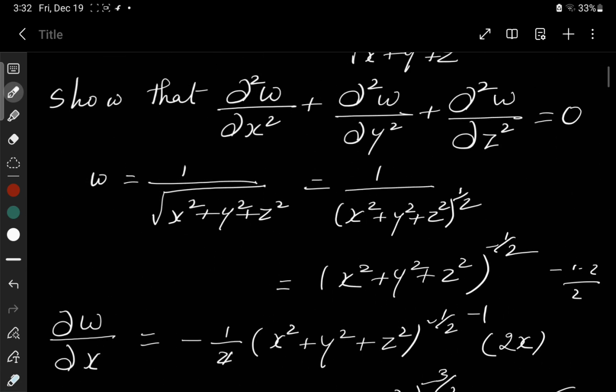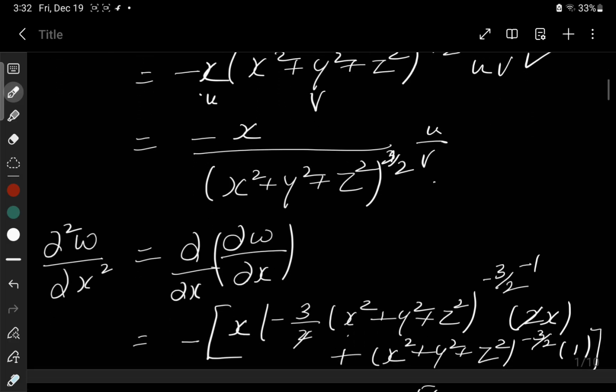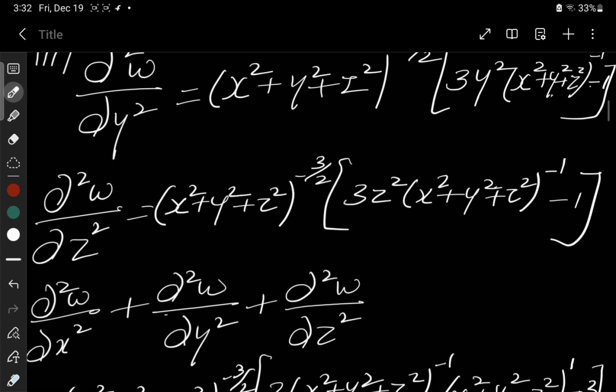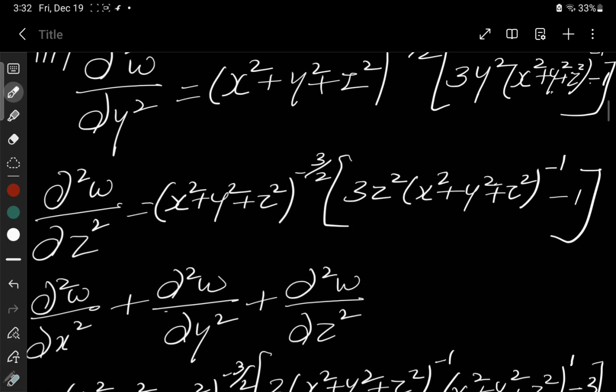So this is what you have to prove. You can do just one term for this, and the rest we can write similarly. You will get marks for this.